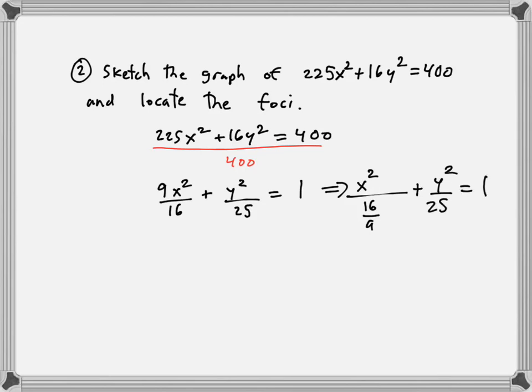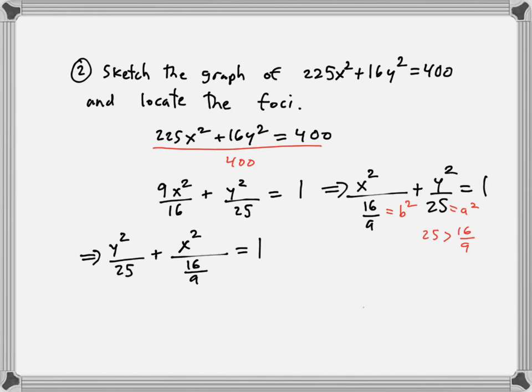So now we've written it in the right form, but we can all agree that this number, 25, is actually larger than 16 over 9. In other words, this guy is my a squared, and this guy is my b squared. So it's actually written in reverse order. Let me go ahead and write it in the correct standard form. y squared over 25 plus x squared over 16/9 is equal to 1.